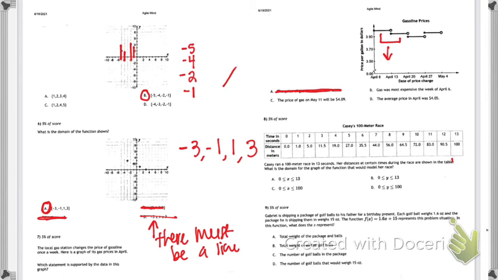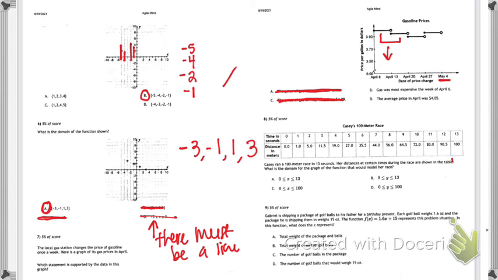On C, it says the gas price on May 11th will be $4.09. Well, we don't really know what it'll be because if you notice, the last thing we are given is May 4th, and we don't know how much it's going to increase or if it's going to decrease. So C would not be it.